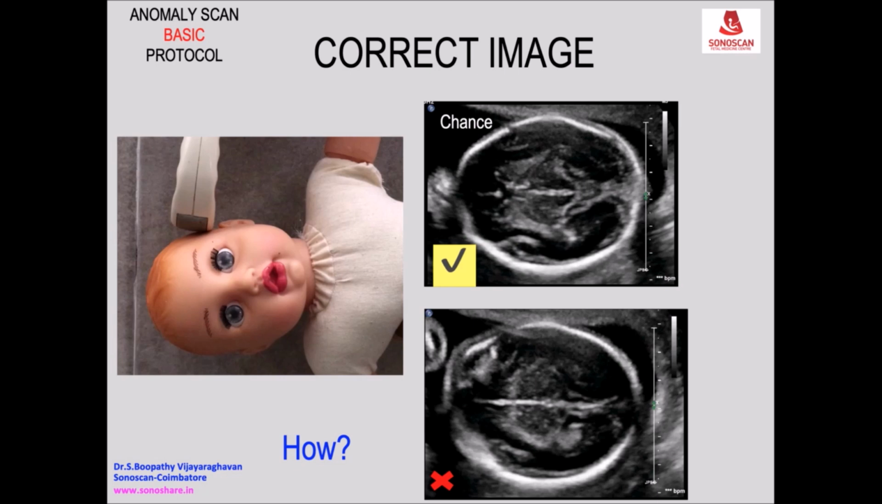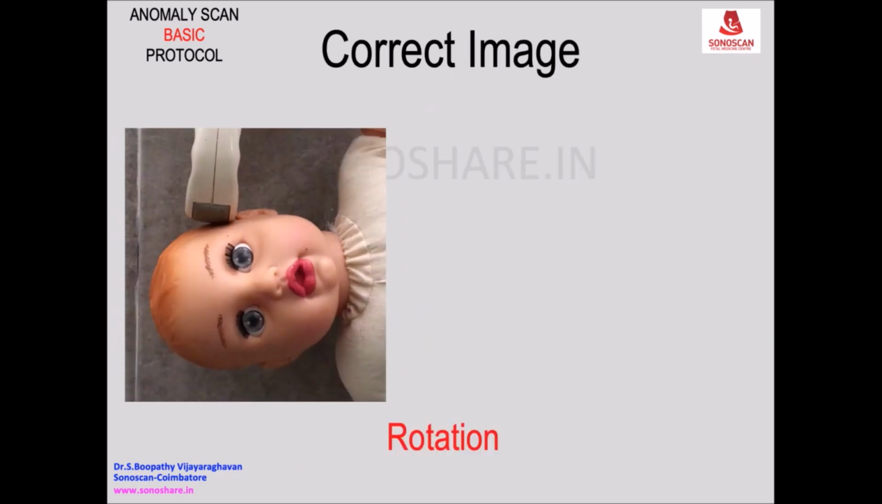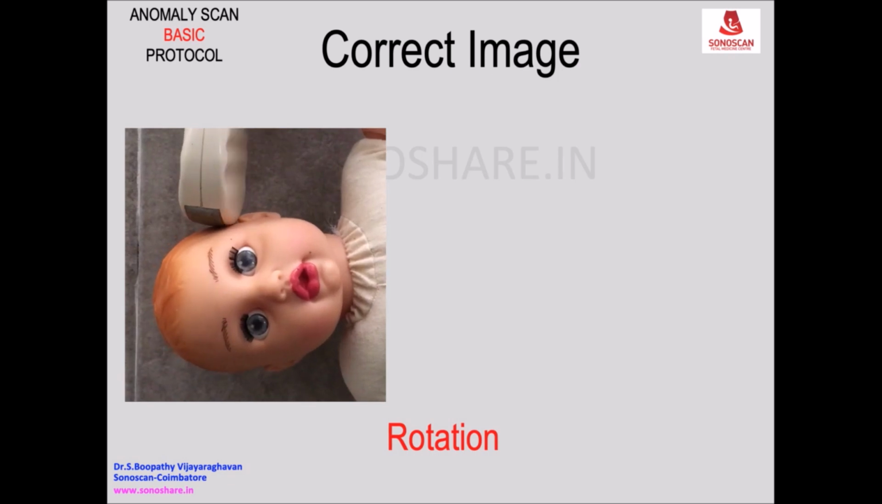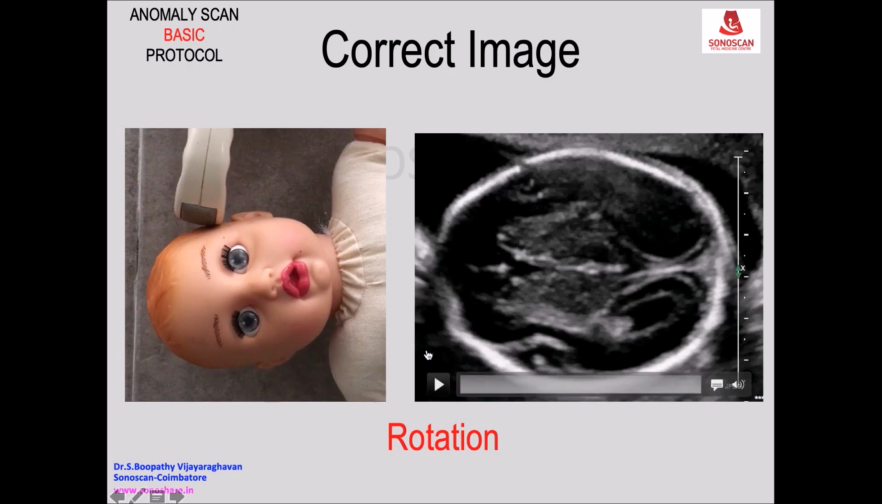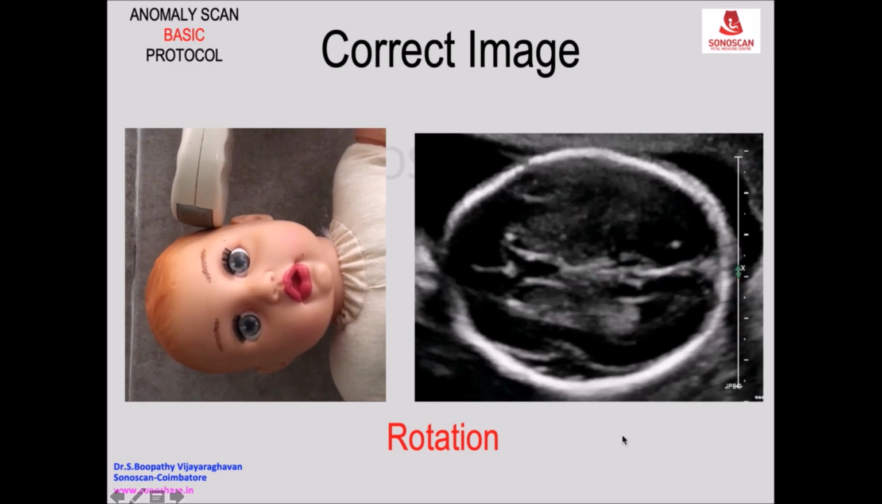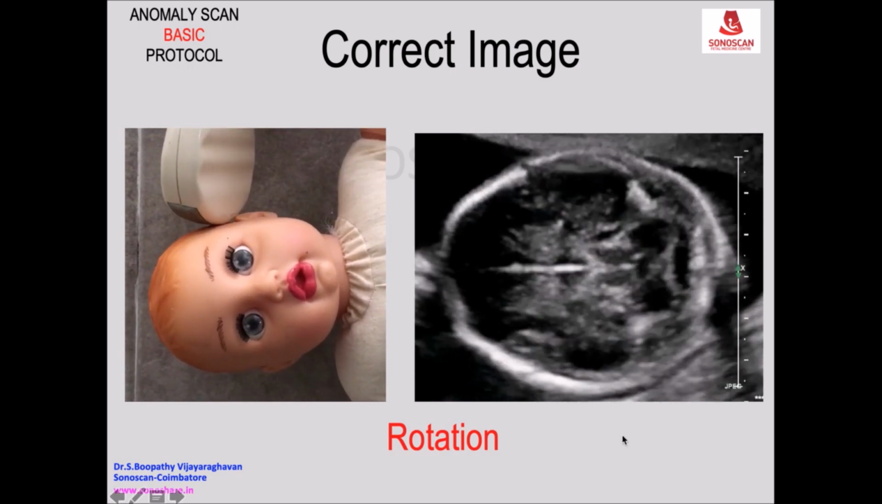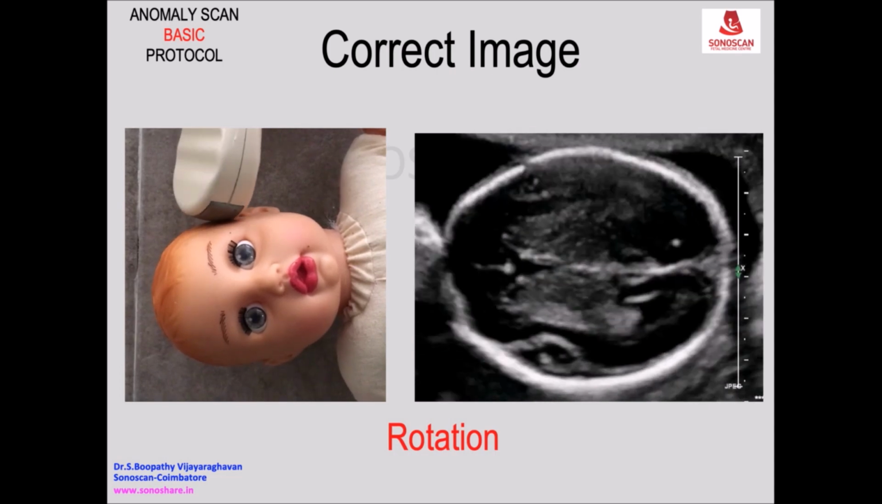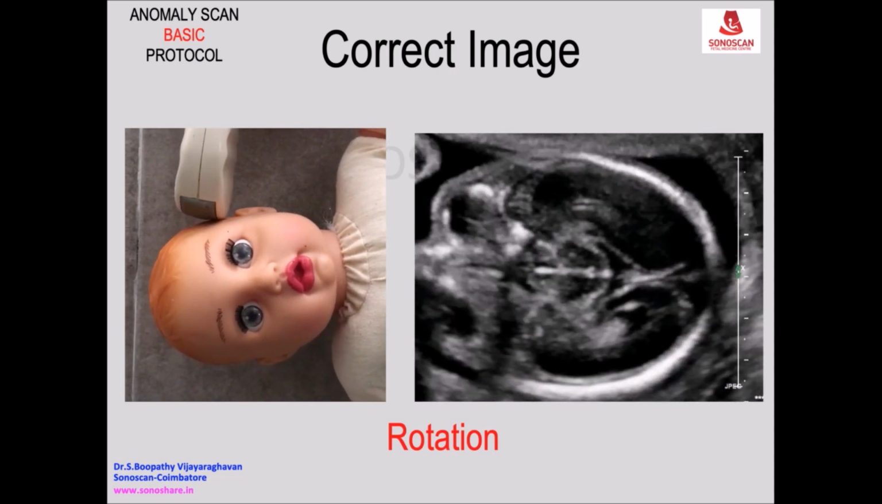This is how the probe is placed for the wrong image, and from there how to rotate the transducer is explained, and the corresponding change of the image is also explained when you rotate like that, and the technique to get the correct image is explained.